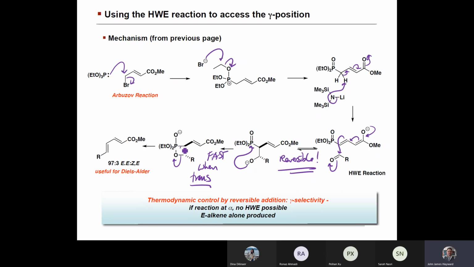And then you eliminate to give the desired product, which could then be useful as a diene for Diels-Alder. So, gamma selectivity in an extended enolate product with the phosphonate present.